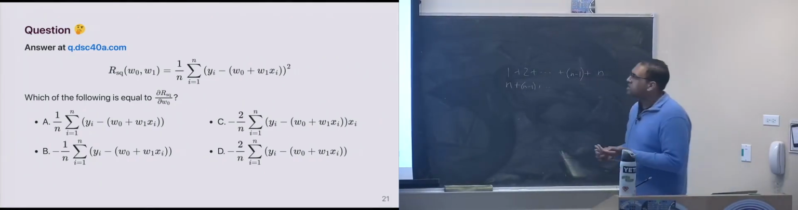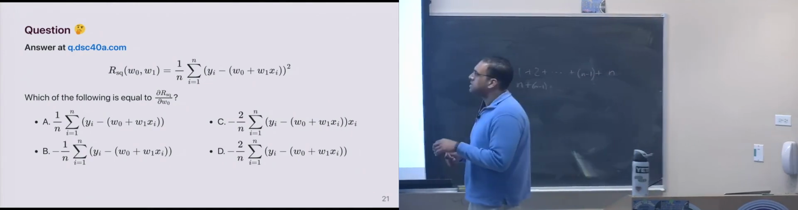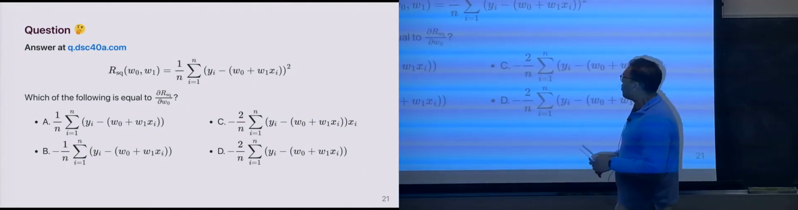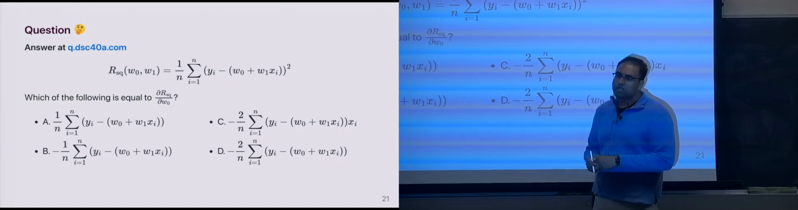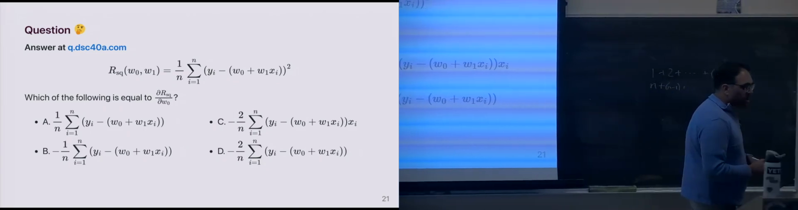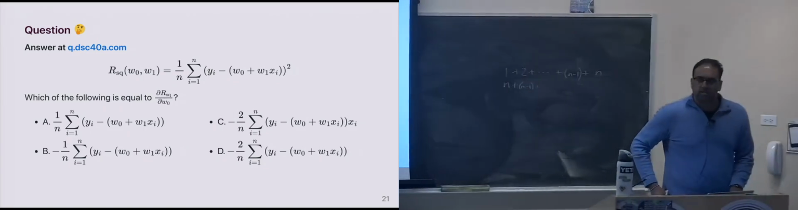What I want you to do is that first step, taking the partial derivative of our mean squared error with respect to w0. When you do so, which of these four options do you get? Work on it with the people near you, and we'll take it up in a few minutes.